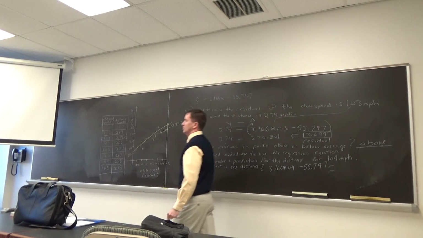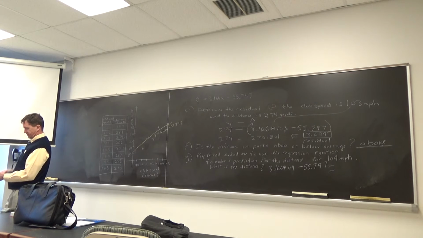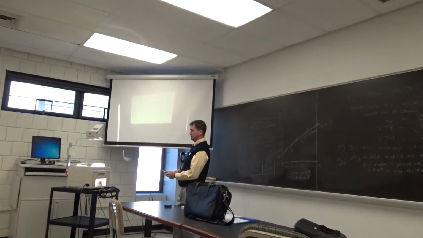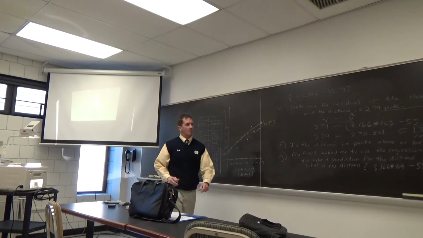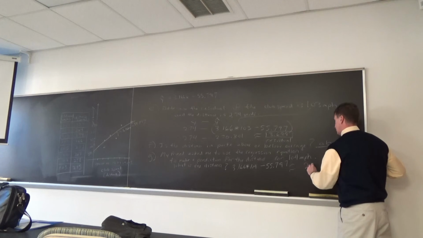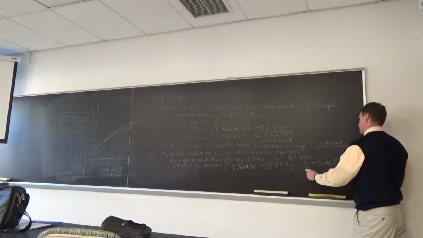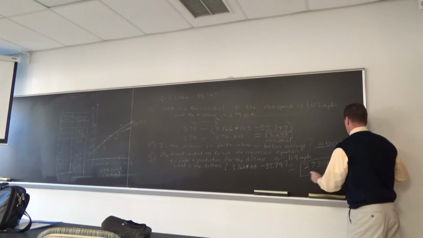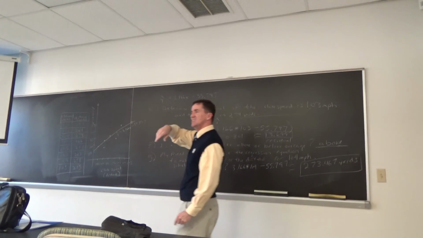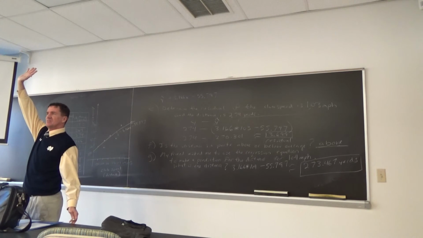All right, what is it? Let's see. What does that come out to be? 3.166 times 104 minus 55.797. So I want about 273 yards. So we're getting about 273.467 yards. Hey, I'm curious, anybody use the value button? Don't worry if you didn't, because I didn't use it right there. Who used the value button? Ooh, a couple people.